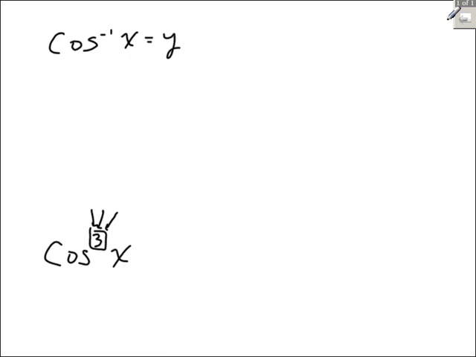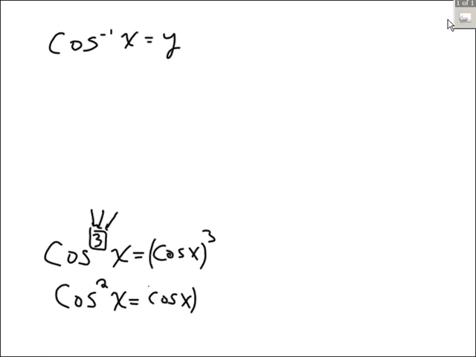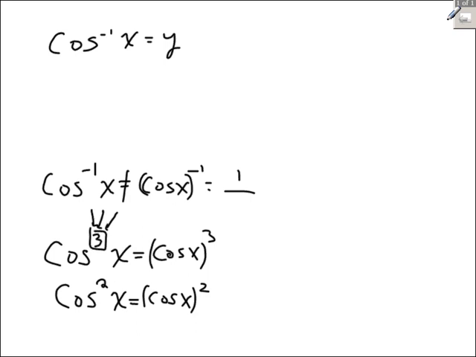If this number is not -1, then yes, it's a power. That is, this means cosine x to the third power. You have cosine with a 2 up there. This does mean cosine x all squared. When this number is -1, this is not cosine x to the -1, which is 1 over cosine x, which happens to be secant x. -1 power means reciprocal. That is not the power. It means inverse.